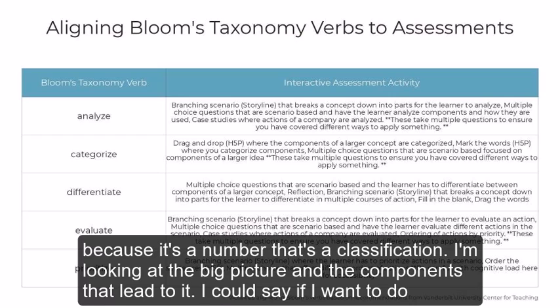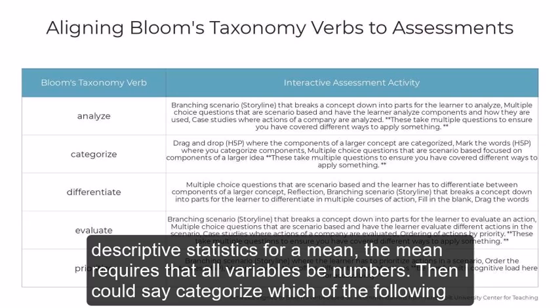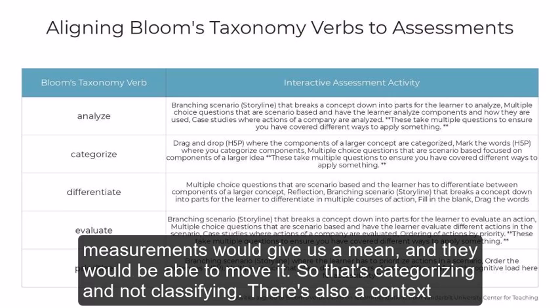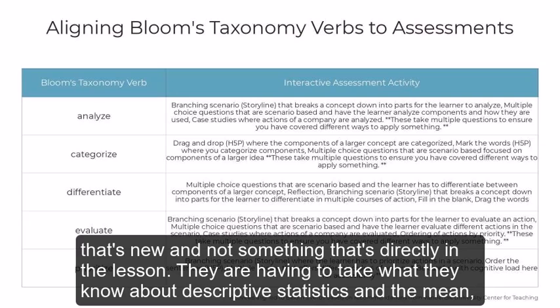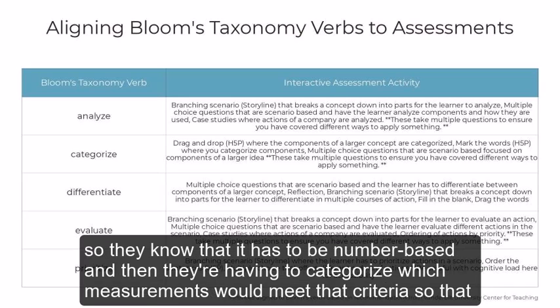I could say, if I want to do descriptive statistics for a mean, the mean requires that all variables be numbers. Then I could say, categorize which of the following measurements would give us a mean, and they would be able to move it. So that's categorizing and not classifying. There's also a context that's new and not something that's directly in the lesson. They are having to take what they know about descriptive statistics and the mean, so they know that it has to be number-based, and then they're having to categorize which measurements would meet that criteria so that I could do that upper-level descriptive statistic.